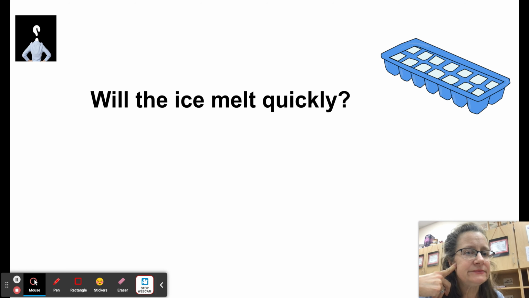Fill in the blank. Will the ice melt quickly? That is a question that basically allows you to say yes or no. It does not ask for a comparison. That is not a good testable question.